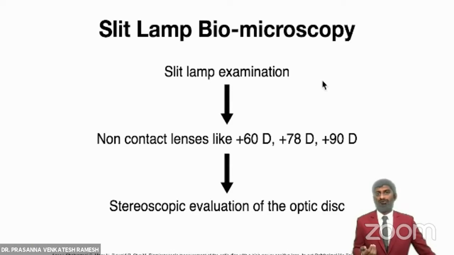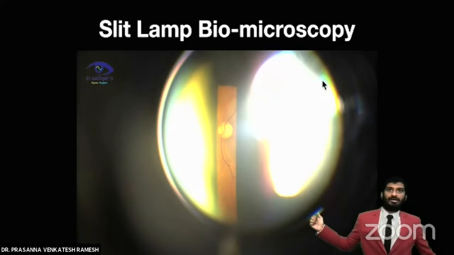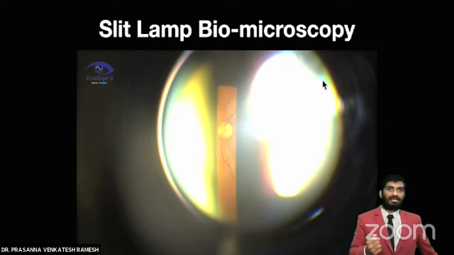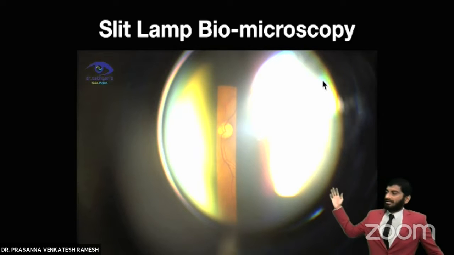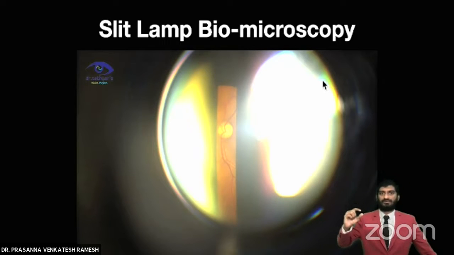As Sir was pointing out, and Shweta was also covering, in slit lamp examination, we use 60D, 78D, 90D to get a stereoscopic evaluation of the optic disc. This is one of my images taken at Satyan Eye Care when I was a fellow there. As Sir rightly pointed out, when you use the slit to view the optic nerve, it's quite small in size. You may not really get a good view of the optic nerve size stereoscopically.